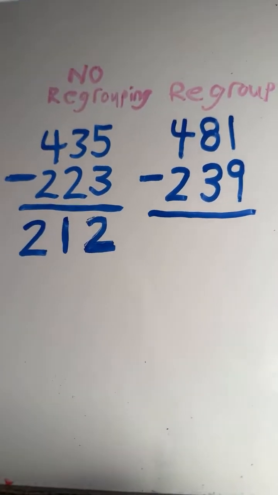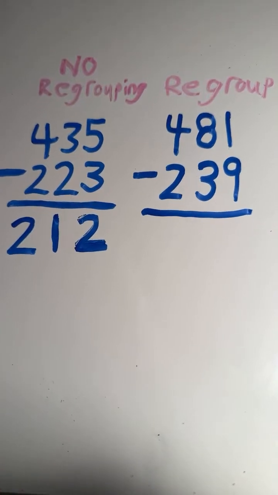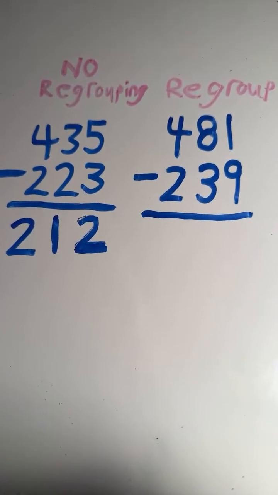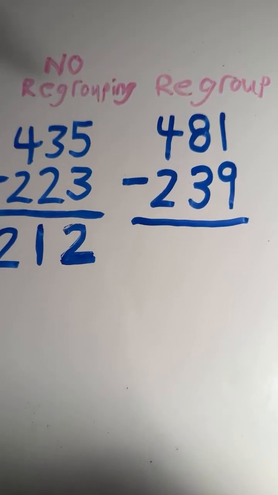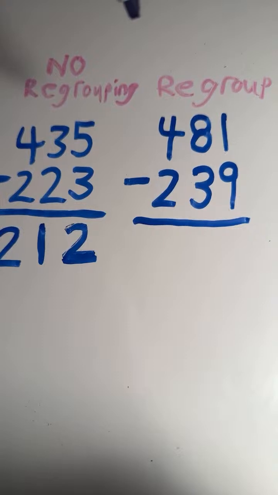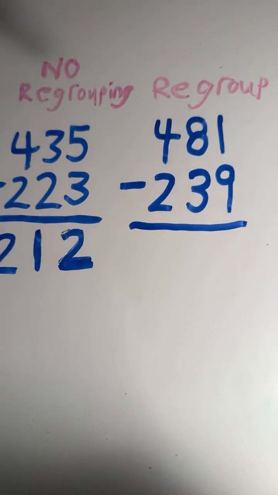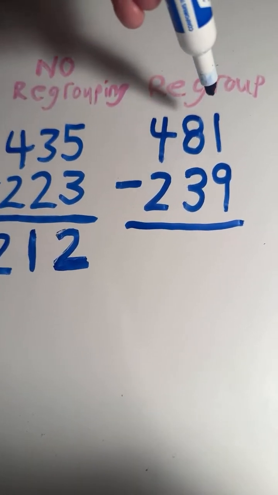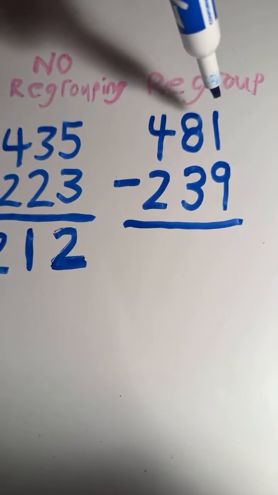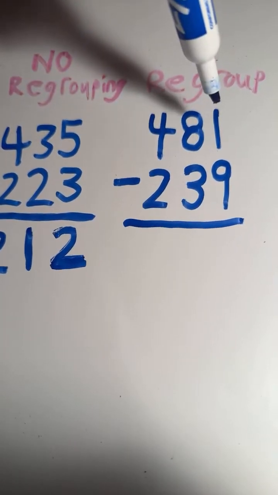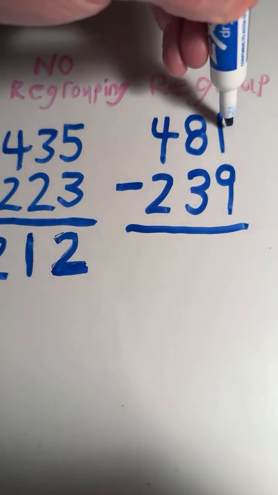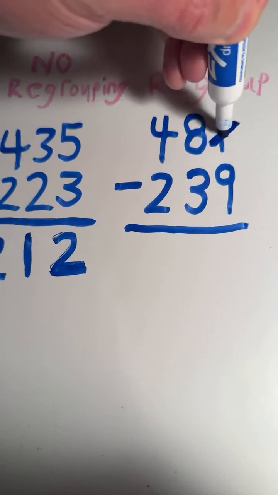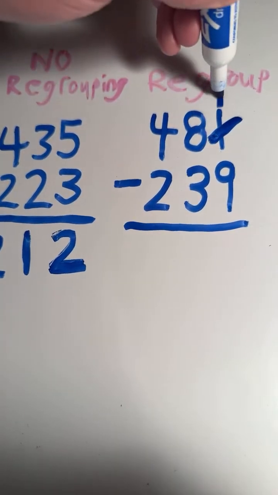Now for a problem that requires regrouping, there's a couple of extra steps. And again, you check whether or not a problem requires regrouping by looking to see if there's a bottom digit bigger than the top digit. So wherever there is a situation where a bottom digit is bigger than the top digit, we have to add 10 to the top digit. So that 1 in the ones place is going to become an 11.